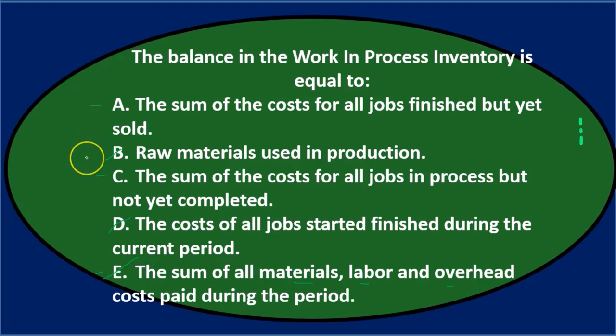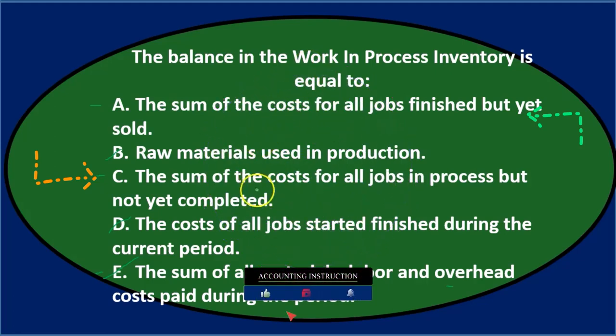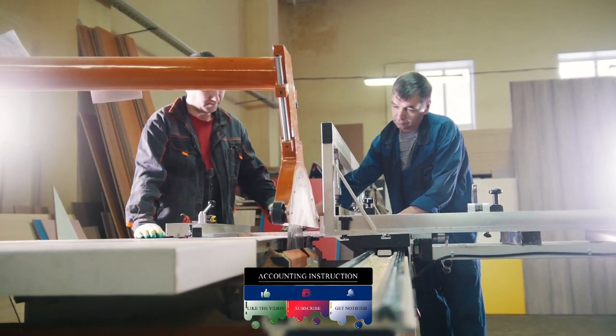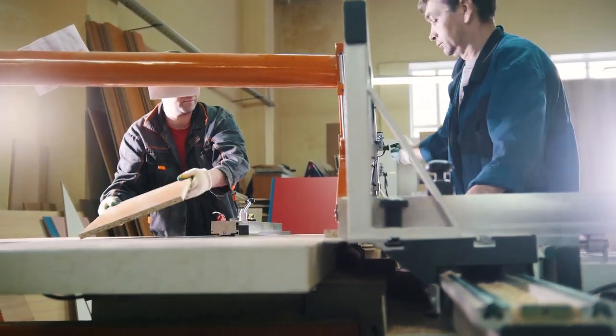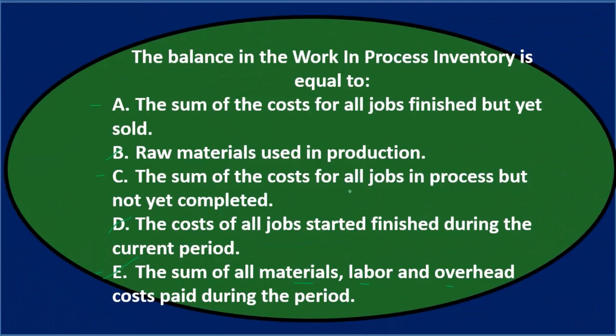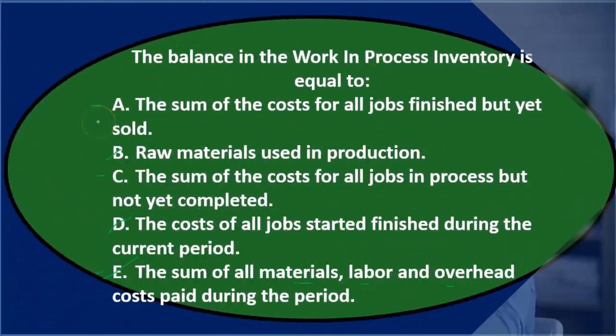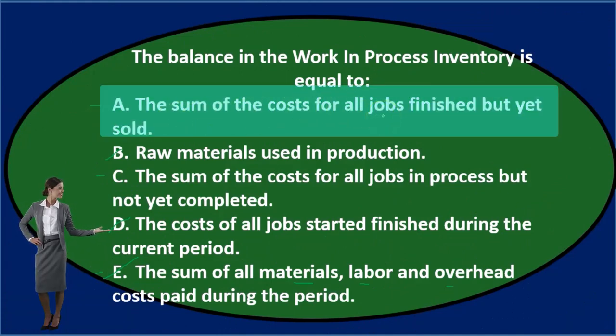So we're left with A and C. And between these two, we're looking for the ones that are still in process. And that's going to be C, the sum of costs for all jobs in process but not yet completed. So if we add up all the jobs that we're still working on, they're still in process, they're not completed, then that should add up to the work in process amount on the trial balance. In other words, the trial balance represents all the open jobs which are supported by the job cost sheets. All those job cost sheets that we add up, which have not been done yet, are these, as opposed to A, which is the sum of all costs for all jobs finished but not sold. That would be the finished goods.